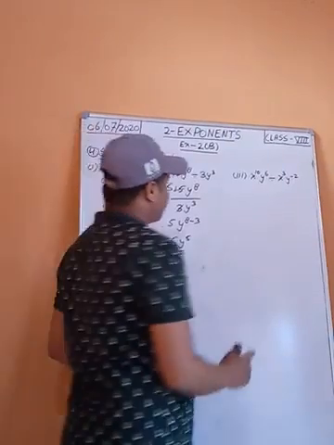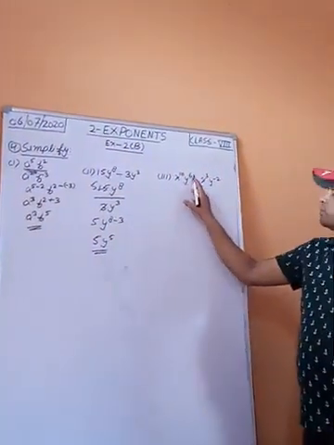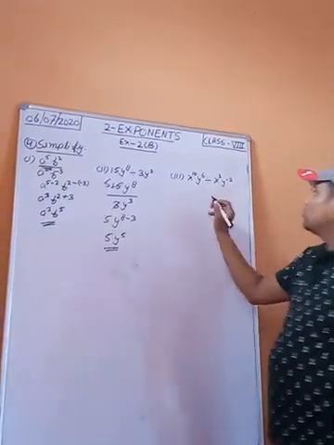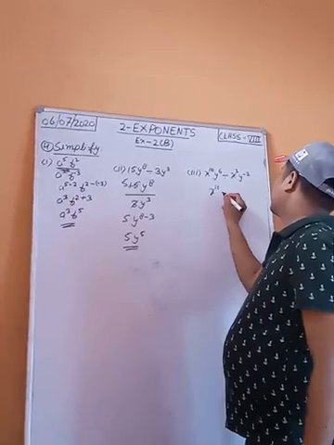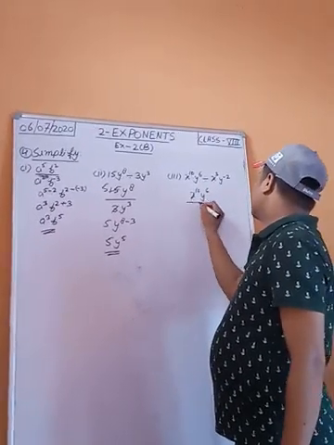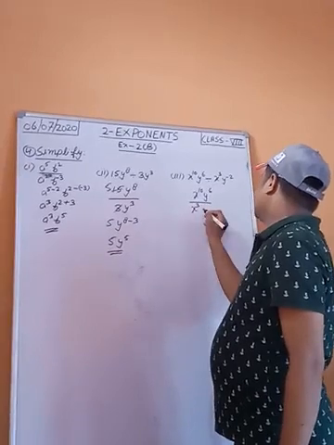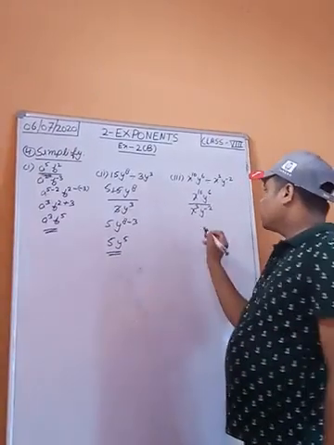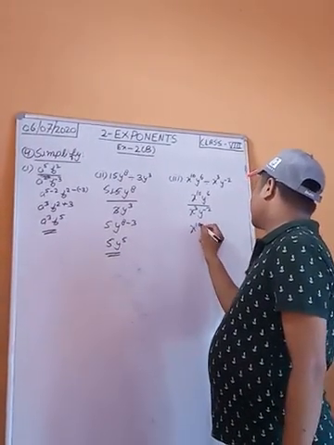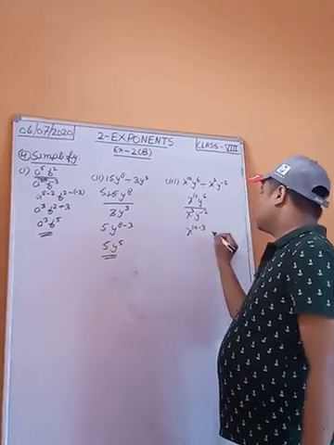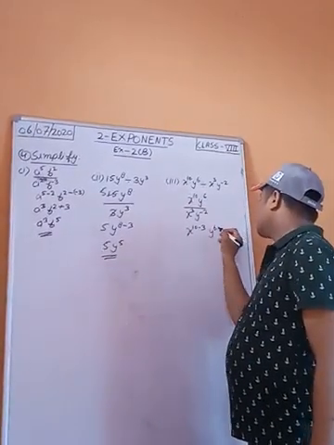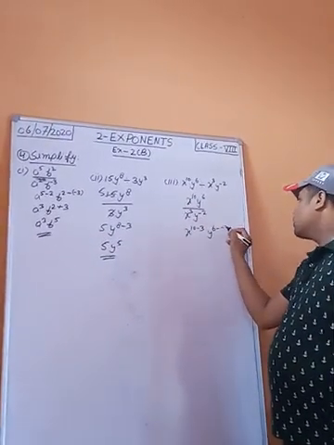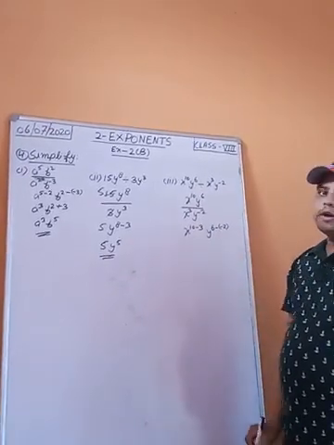Third part. x raised to power 10, y raised to power 6, divide x raised to power 3, y raised to the power minus 2. So x raised to the power 10 minus 3, 10 minus 3. Then y raised to power 6, then minus sign of law of exponent. And what we will subtract? We will subtract this minus. So this minus 2 will come inside the bracket.